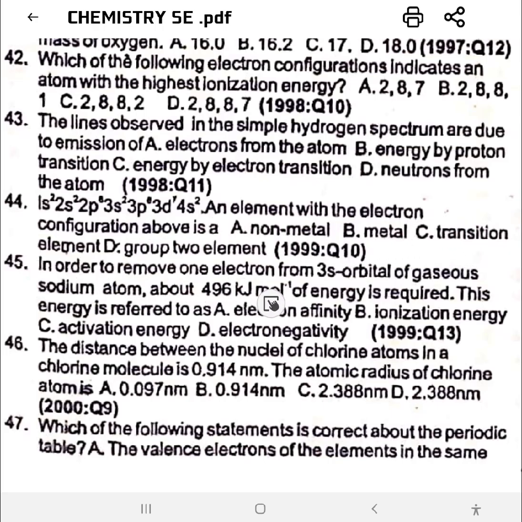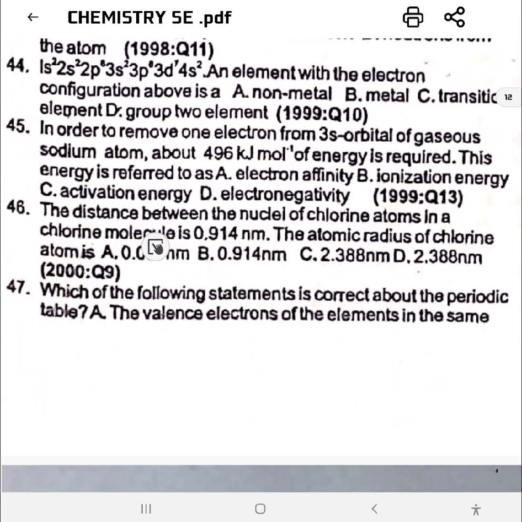45. In order to remove one electron from the 2s orbital of a gaseous sodium atom, about 496 kilojoules per mole of energy is required. This energy is referred to as ionization energy, option B. 46. The distance between the nuclei of chlorine atoms in a chlorine molecule is... this one will have to do with a bit of calculation. I'm going to demonstrate it for us.